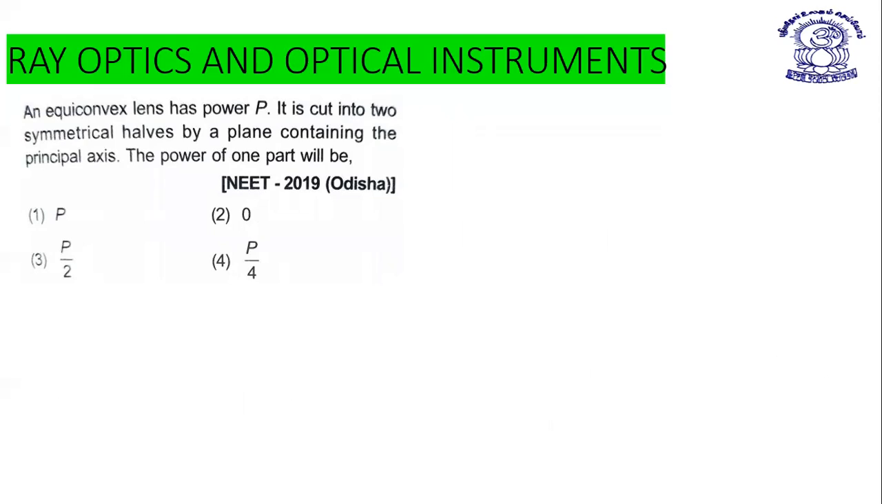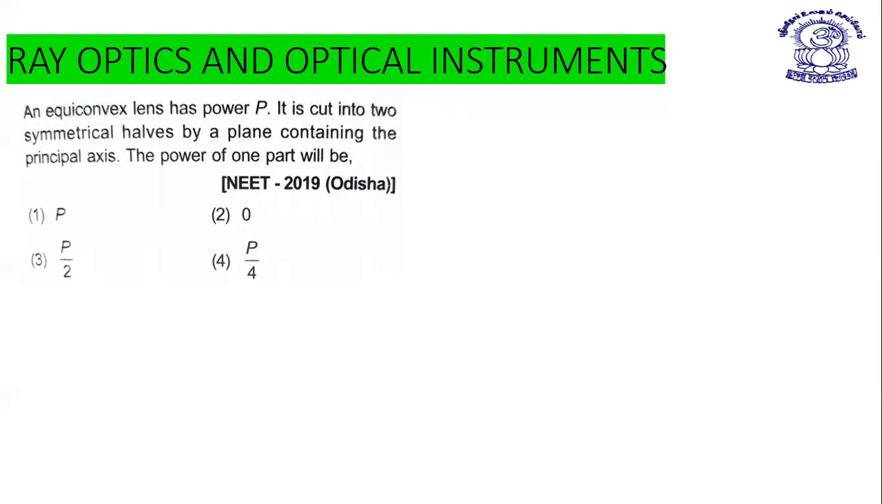Next question. This question was asked in NEET 2019. An equiconvex lens has power P. It is cut into two symmetrical halves by a plane containing the principal axis. The power of one part will be?